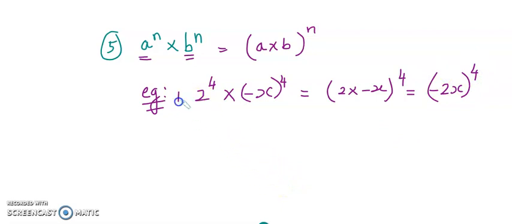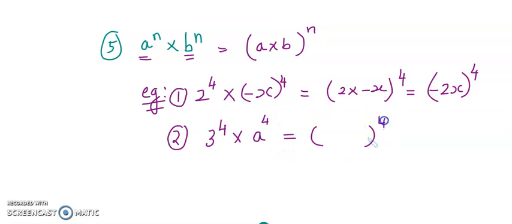Let's take one more example. Let's say 3 to the power 4 multiplied by a to the power 4. Again, the power is same. 3 times a, that becomes 3a to the power 4.